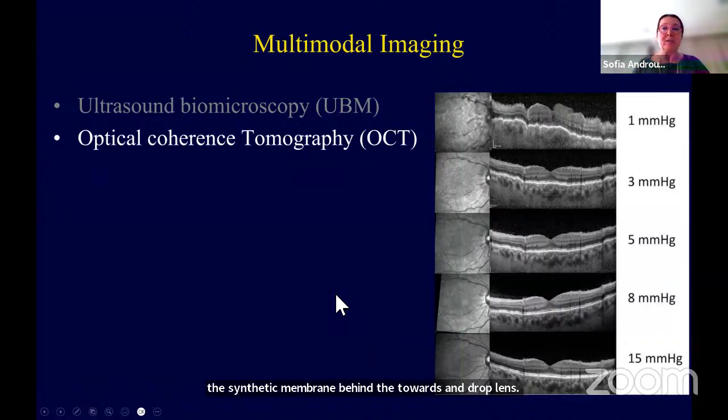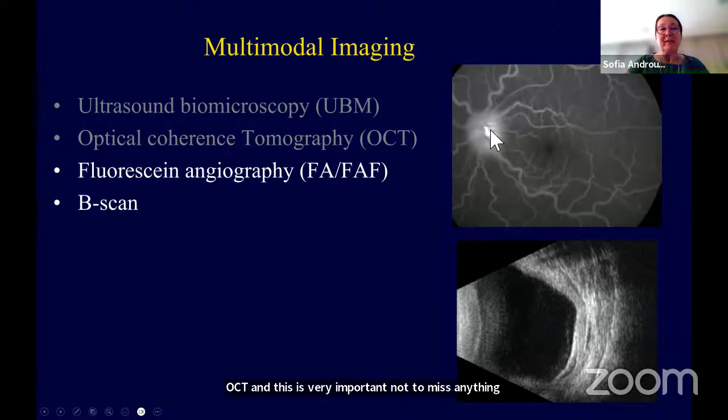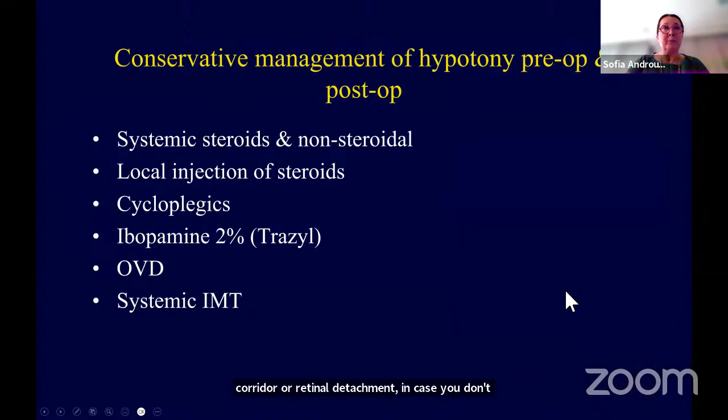OCT helps to confirm the diagnosis. Sometimes hypotony can be very subtle and you cannot appreciate it only through biomicroscopy. OCT can help you monitor the outcomes after various types of intervention. It may detect the wrinkling of chorioretinal folds in the posterior pole that may be difficult to assess, and furthermore, OCT has been shown to detect pathology in the presence of a normal ocular exam. You have to carefully view all the radial scans of the OCT, and this is very important not to miss anything. Fluorescein angiogram may also reveal leakage from the optic nerve head in the acute phase, and B-scan can help you appreciate the choroidal thickening and choroidal or retinal detachment in case you don't have a clear fundal view.